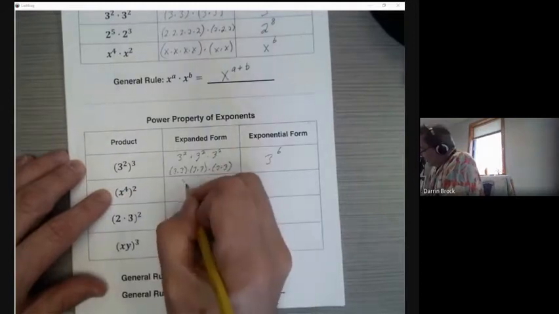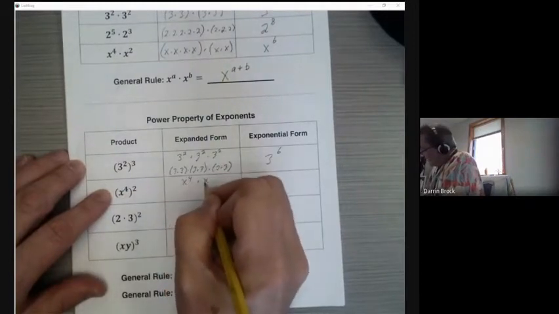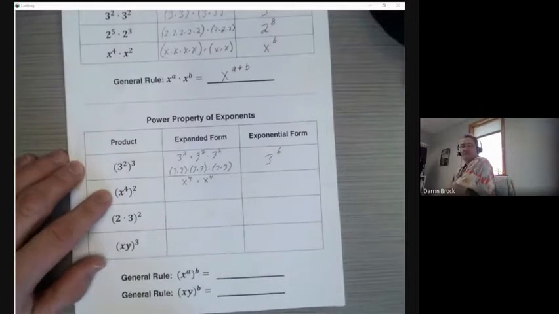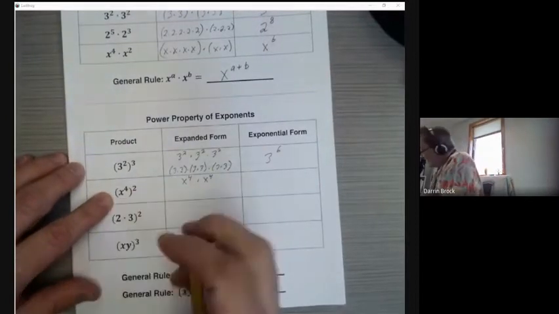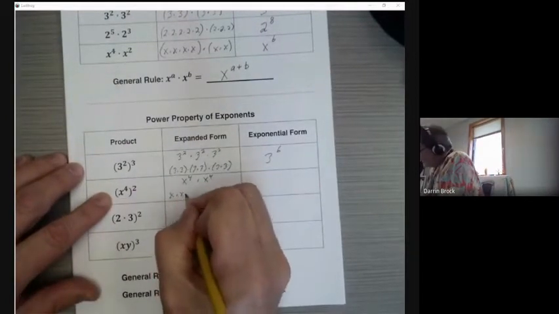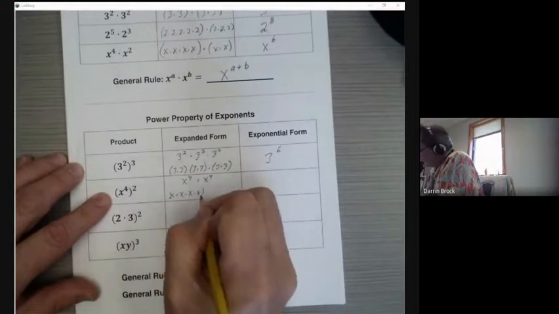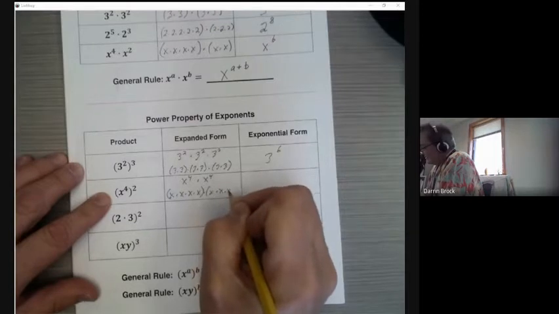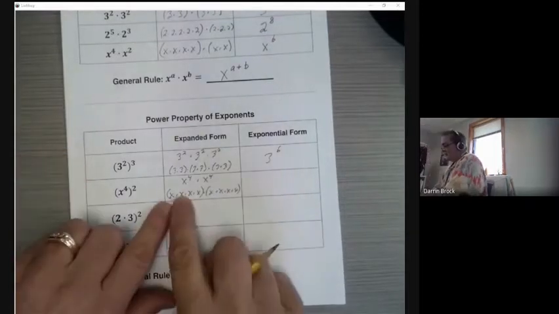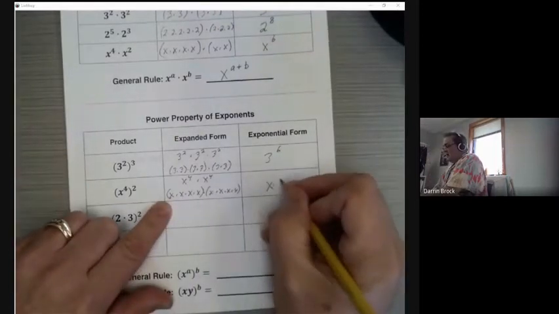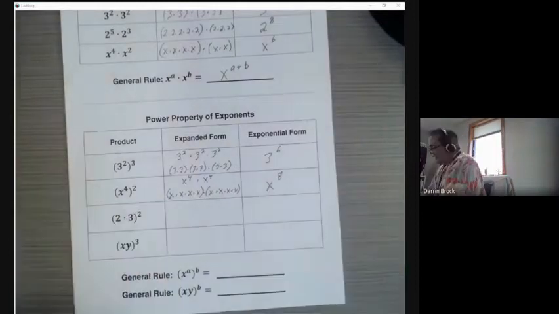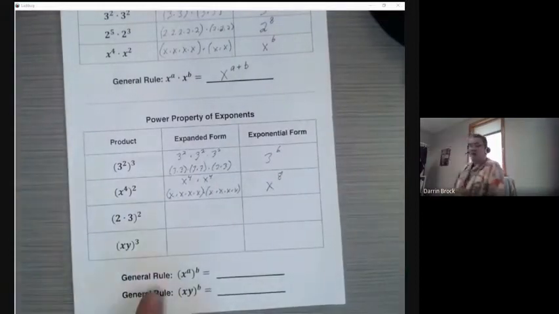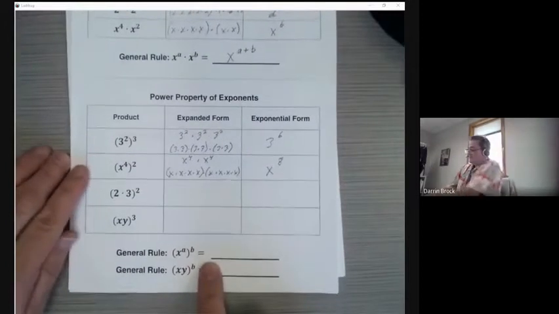Squared. So that means we're taking an x to the 4th and multiplying it by an x to the 4th, because we're squaring that. So that is x times x times x times x. That's one of the x to the 4th. And then another one, x times x times x times x. Another x to the 4th. We've got 8 x's being multiplied by one another. So that is the first rule that I have down here at the bottom.